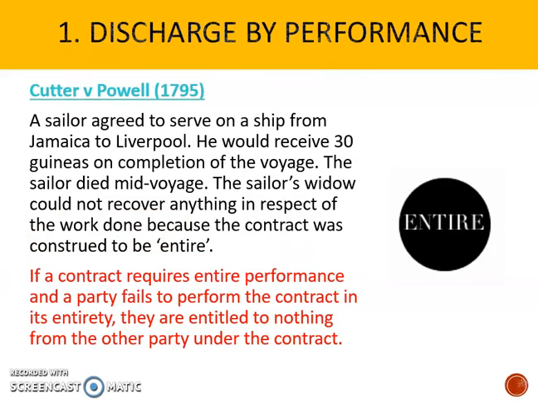So the rule from this case was that if a contract requires entire performance and a party fails to perform the contract in its entirety, they're entitled to nothing from the other party under the contract. Hopefully you can see here that this is a bit of a harsh rule, seems unfair, because okay, he didn't do the whole trip, but he had done half of it, and surely he should have been entitled to half of the wages. So over the years, since Cutter and Powell, we have moved away slightly from this rule, which is a little bit harsh, and now we're prepared to accept performance which is substantially performed.